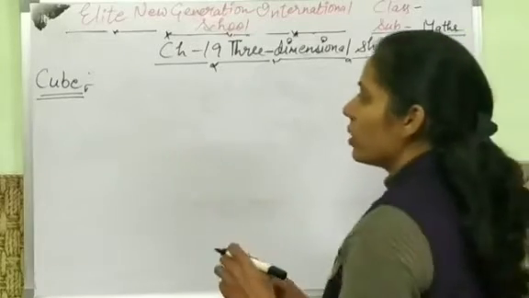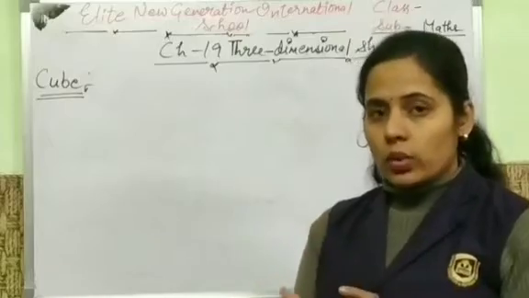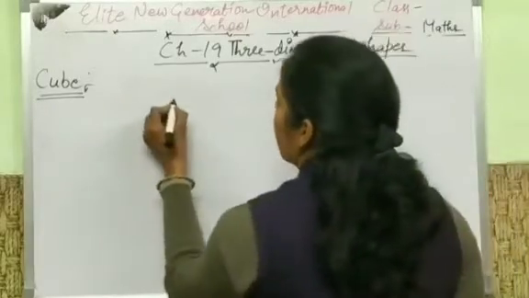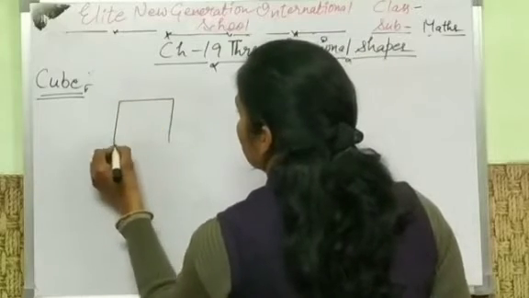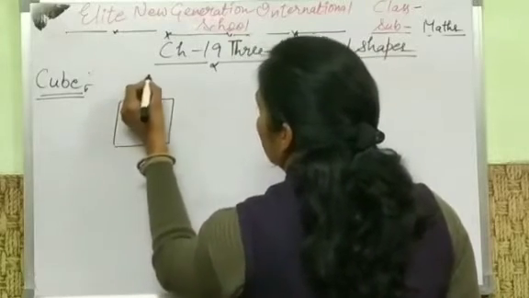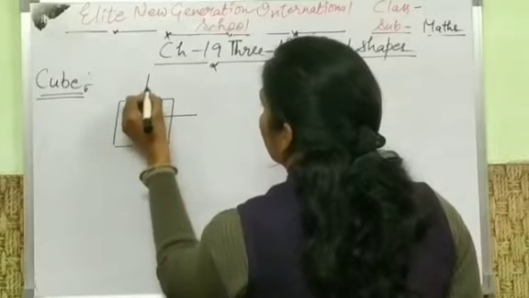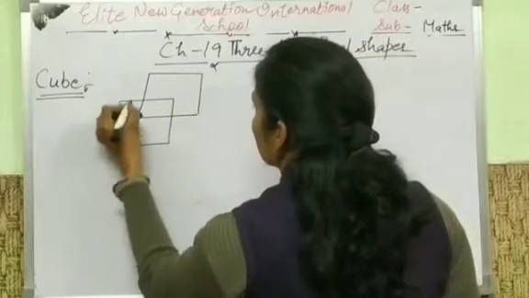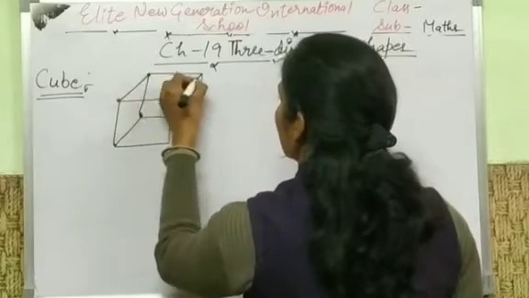If the length, breadth and height of a cuboid are all equal, then the shape we get is called a cube. So let's make the shape of a cube. First you have to make a square face. Now you have to make the remaining 5 square faces. When we join them, we'll get the shape of a cube.